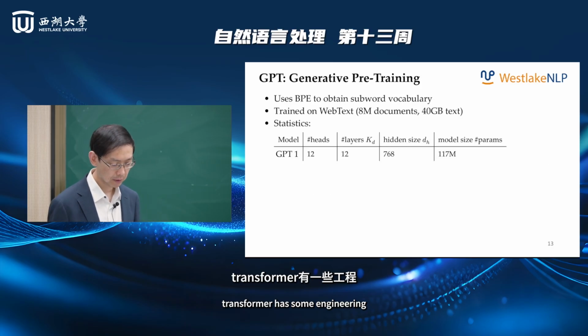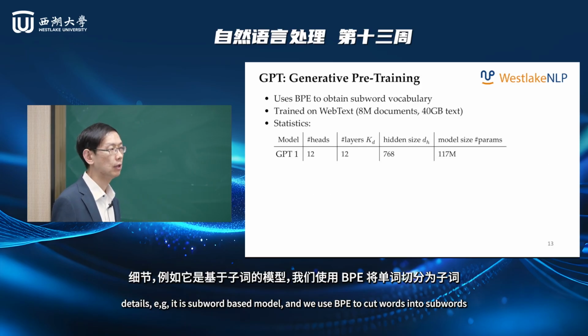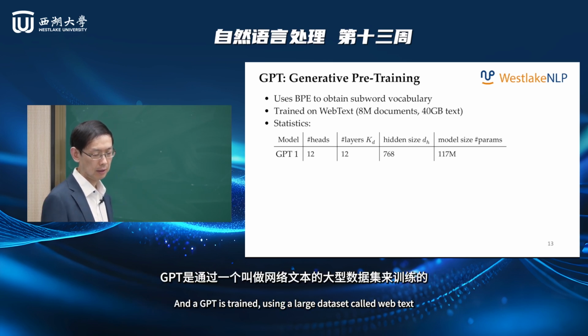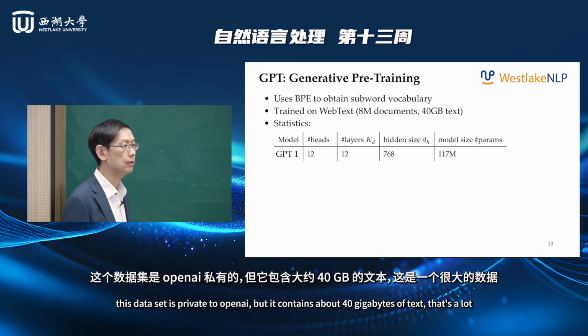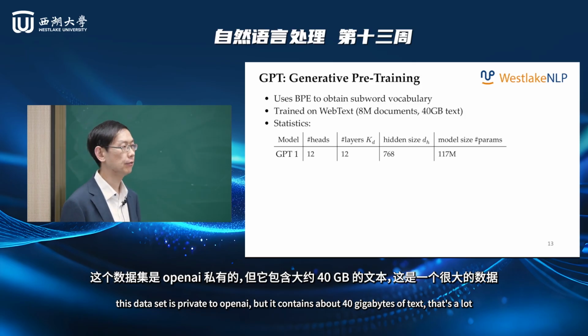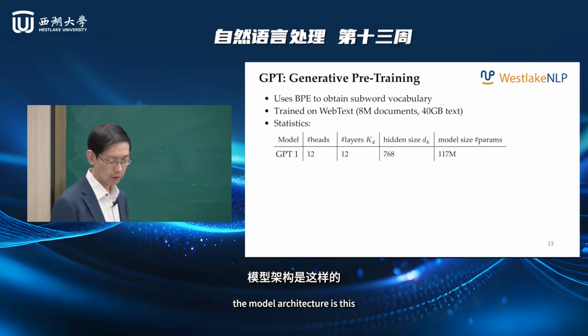Transformer has some engineering details. For example, it is a subword-based model, and we use BPE to cut words into subwords. And GPT is trained using a large data set called web text. This data set is private to OpenAI, but it contains about 40 gigabytes of text. So that's a lot. The model architecture is like this.